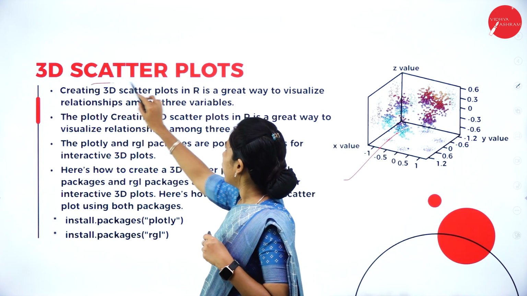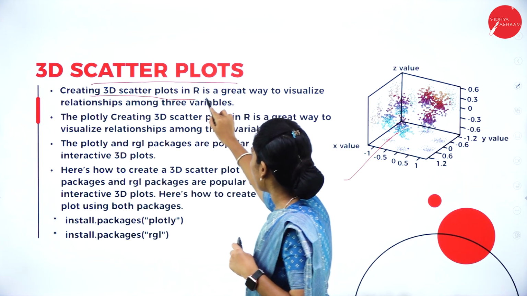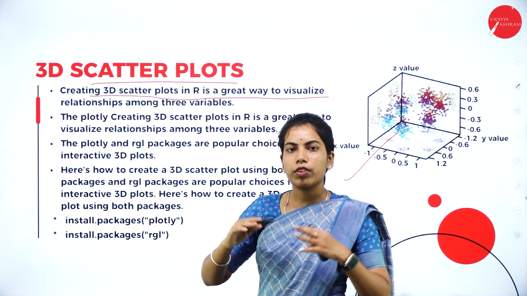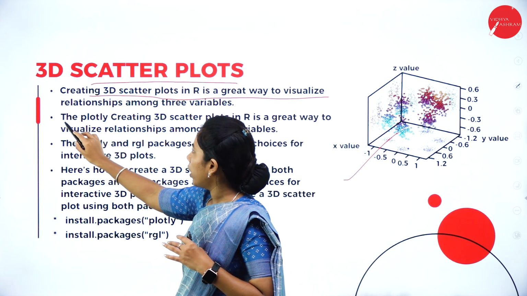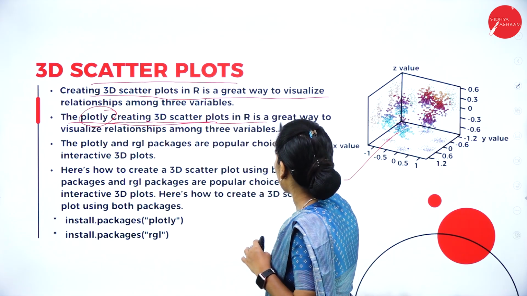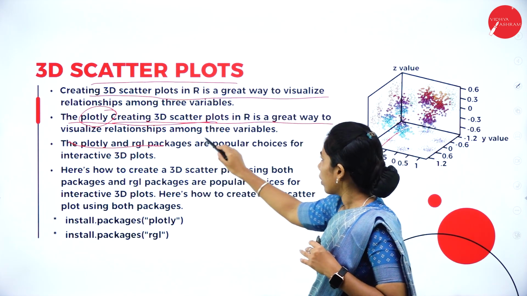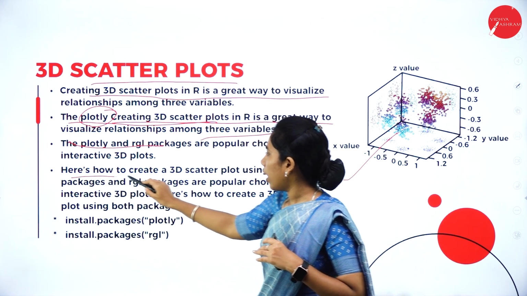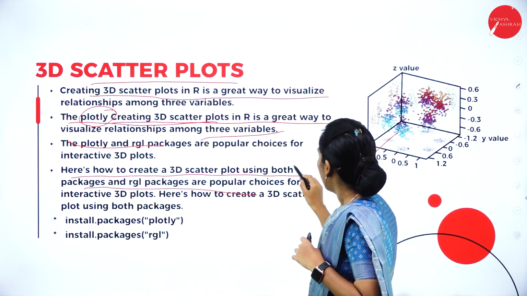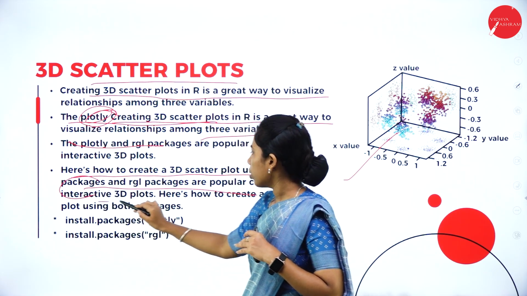So, using the 3D scatter plots. The next point is 3D scatter plot. Creating a 3D scatter plot in R is a greater way to visualize the relationship between the data. It can visualize more clearly than the 2D dimension. We have to use the plotly library again. Creating a 3D scatter plot is a greater way to visualize the relationship between three variables. And also there is how to create a 3D scatter plot using both packages, that is plotly and also RGL.